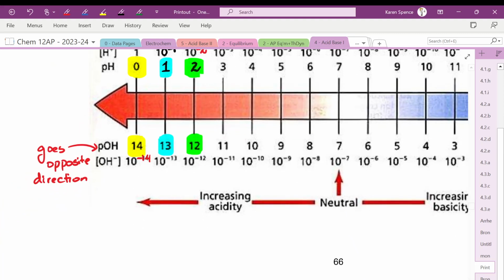Okay? So let's write that down here. At 25 degrees Celsius, pH plus pOH is equal to 14. So that's going to be a handy thing to know, because you'll be asked to convert from pH to pOH, and that formula is going to allow you to do that. Okay?